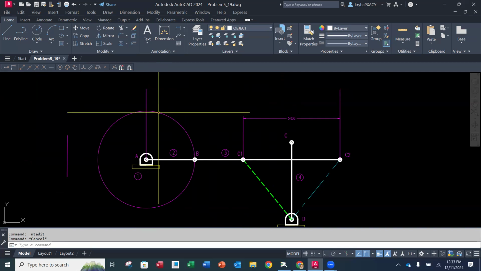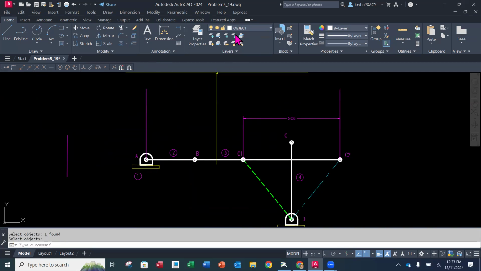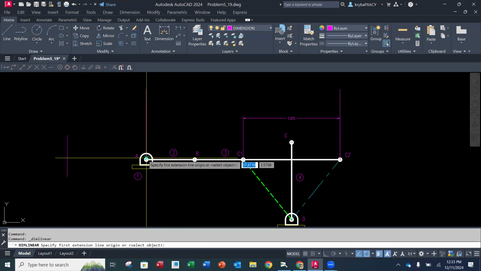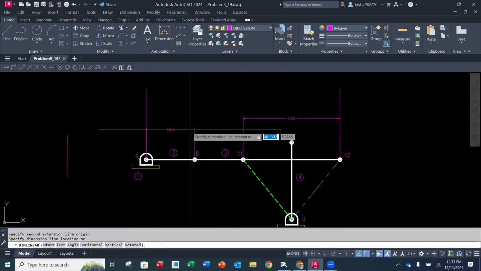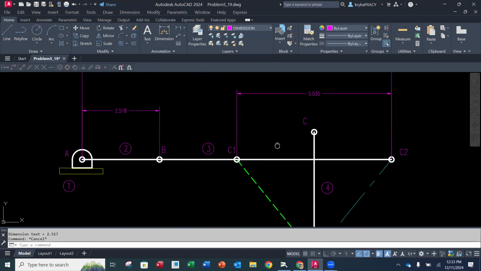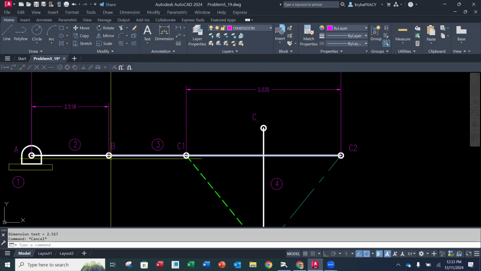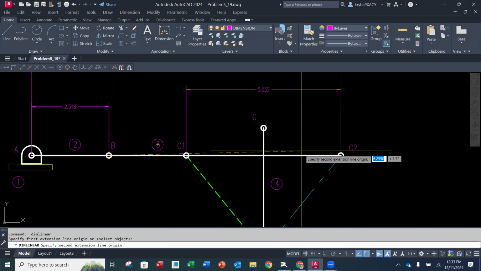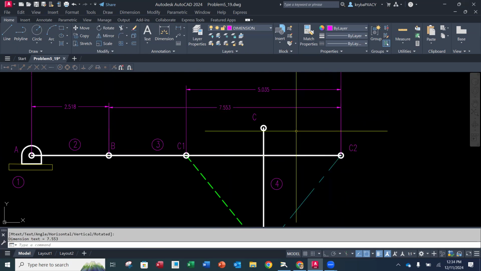And now when I measure these lengths, I'm going to get rid of this radius for right now. I'm going to go back to my dimension. My horizontal line is going to go from there to the center there. And this is my 2.5175 or 2.518. Okay. And then the length of link number 3, which goes all the way from the endpoint of B all the way to C2, because this is where it's all the way out. That length should be what we calculated, 7.5525 or 7.553. Okay.